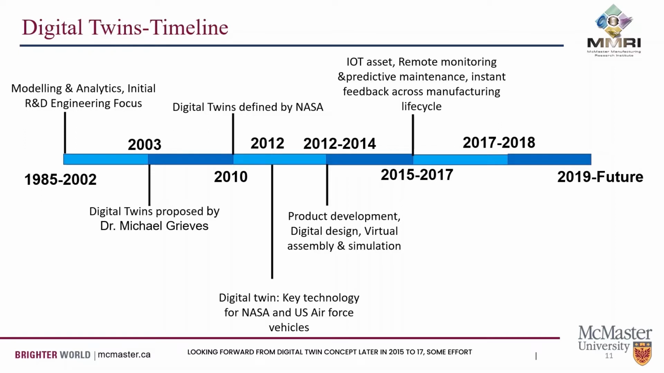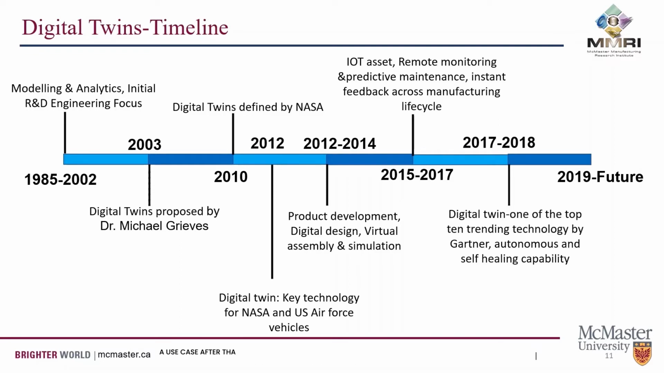Later, in 2015-2017, some efforts were made in the direction of IoT as an asset, remote monitoring, predictive maintenance, and instant feedback across the entire manufacturing life cycle. After that, in 2017 to 2018, digital twin was predicted as one of the top 10 trending technologies by Gartner. It will help in making devices or assets independent and self-healing.